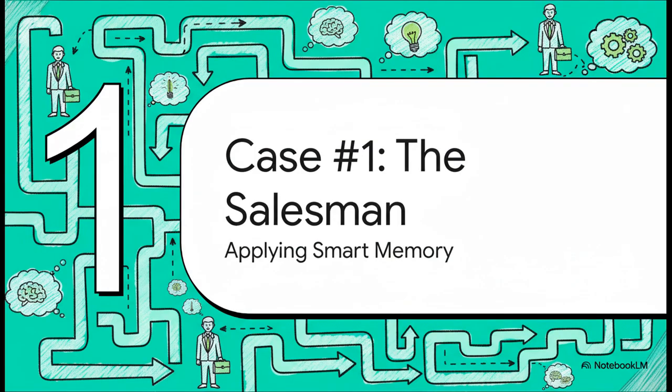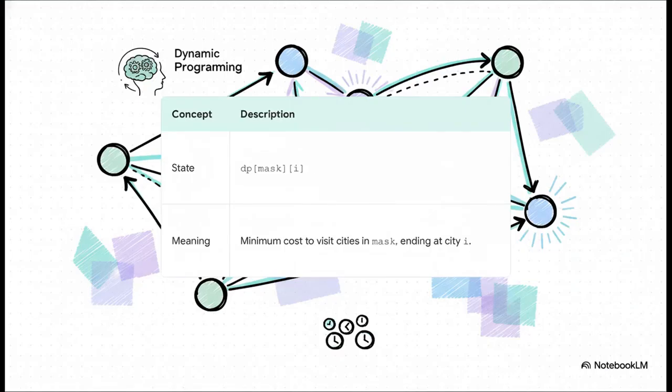All right, first, let's go back to our traveling salesman. How in the world does he use this smart memory idea to find his way out of that maze of possible routes? Okay, the real key is how we store the information. Don't worry about the code on the screen for a second. Just imagine a giant table.